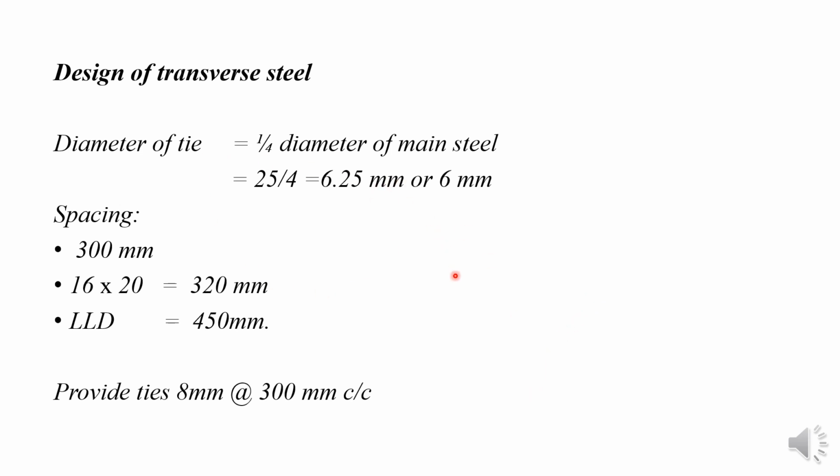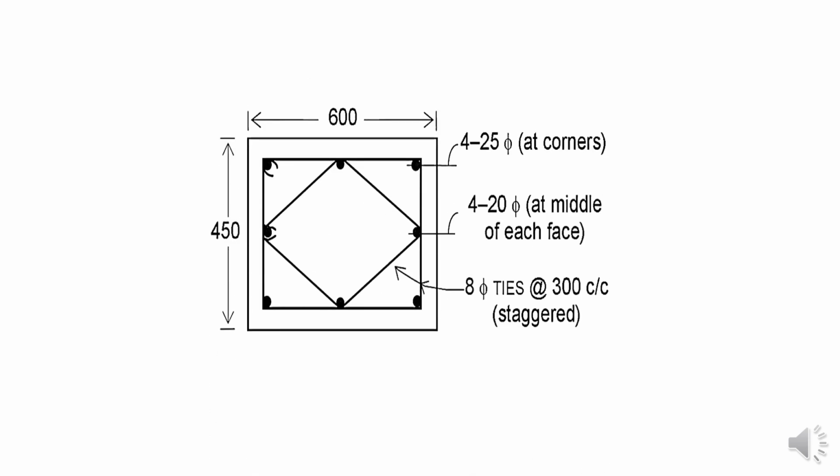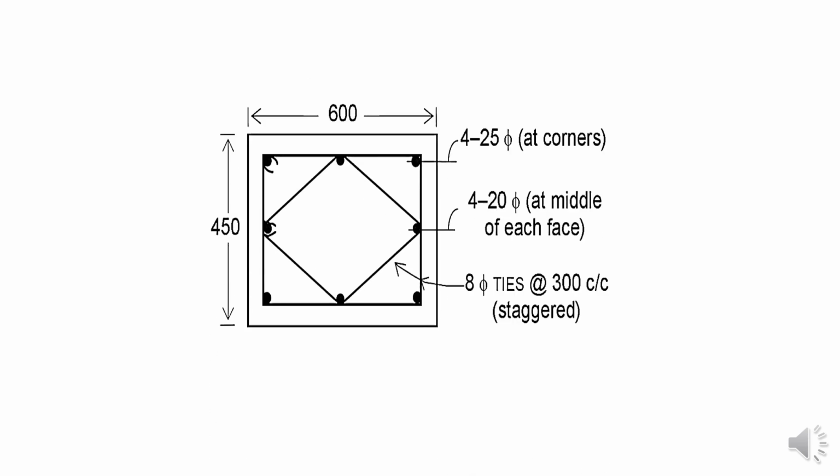So this is the design of transverse reinforcement. This is the reinforcement detail for the given column. The size of the column is 450 by 600 mm. At the corners we provided 4 numbers of 25 mm diameter bars. At the middle we provide 4 numbers of 20 mm diameter bars. The ties are 8 mm diameter bars at 300 mm center to center.